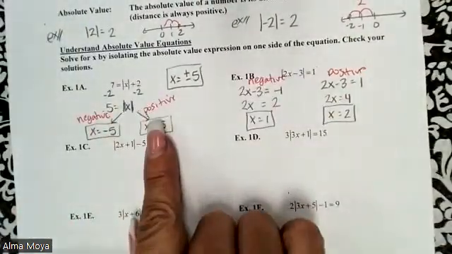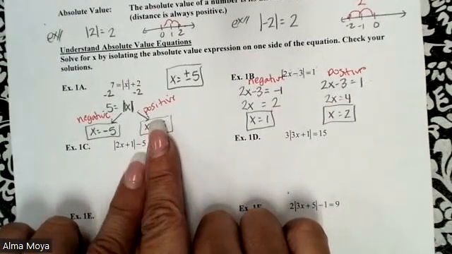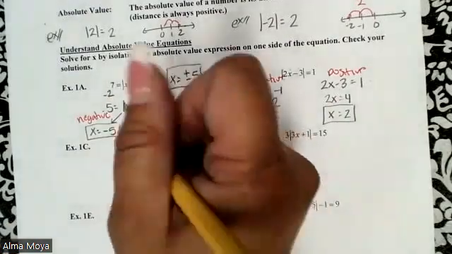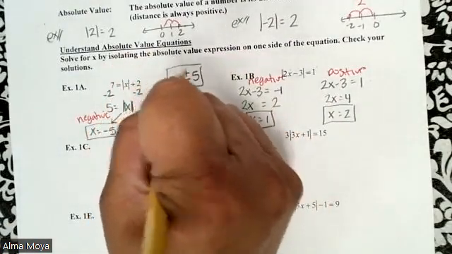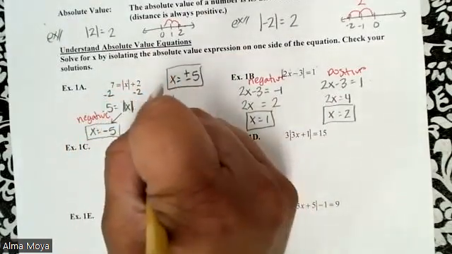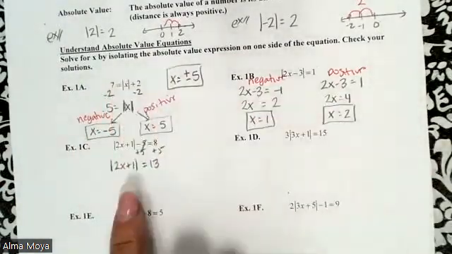Right here, get the absolute value by itself. I can't drop the absolute value. I need to get rid of that negative 5 first. So opposite of negative 5 is plus 5. So I'm going to first add 5 to both sides. So I have absolute value of 2x plus 1 equals 13. Now that the absolute value is by itself, I can go ahead and drop it.